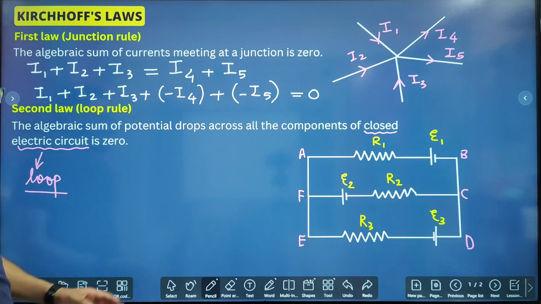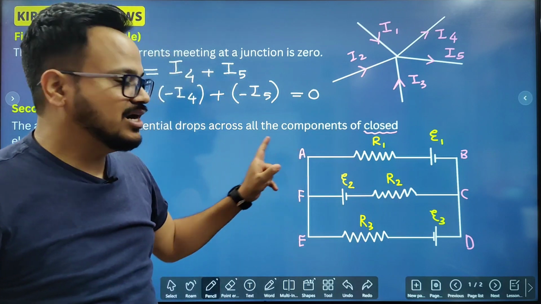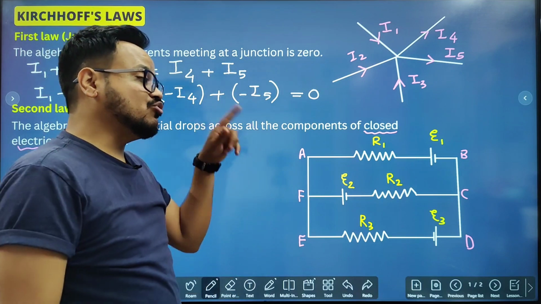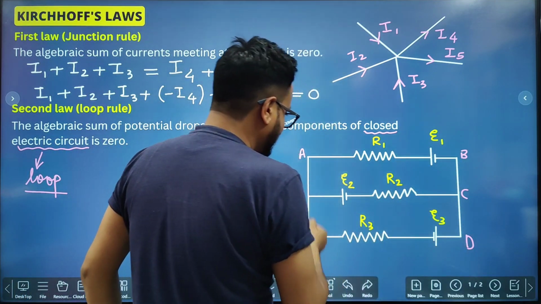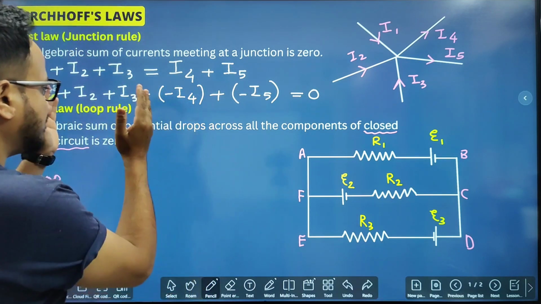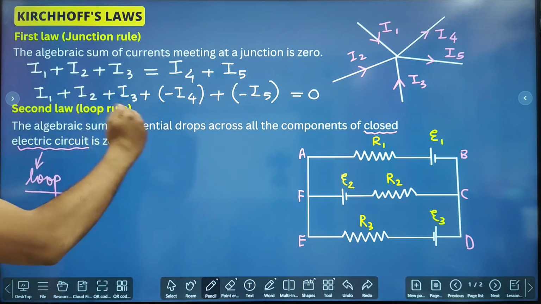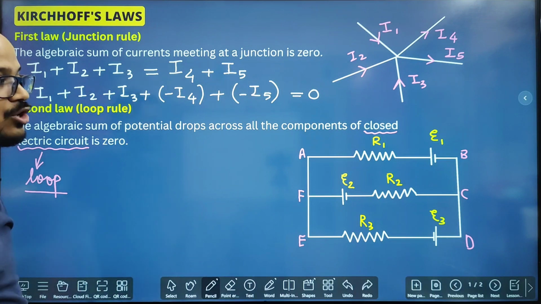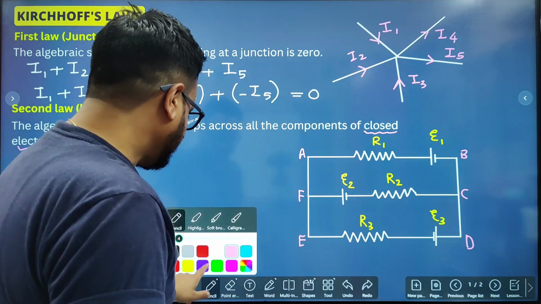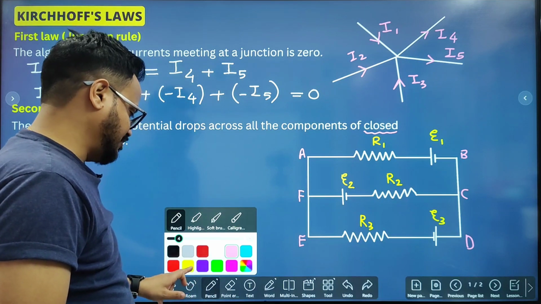For example, in this circuit we can see two loops. One is A, B, C, F and A, and the other loop is F, C, D, E, F. And there is one bigger loop also, which is A, B, D, E, A. So any closed circuit is called a loop, and this second law is applicable to loops. What it is saying is that the algebraic sum of the potential drops across all the components in a loop is 0. For example, to use this law, we have to use proper sign conventions.